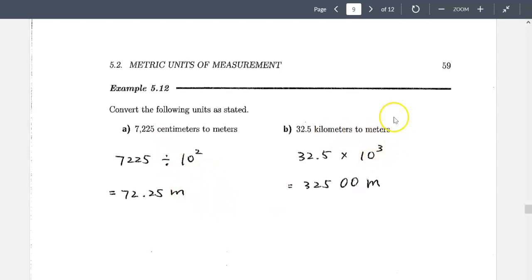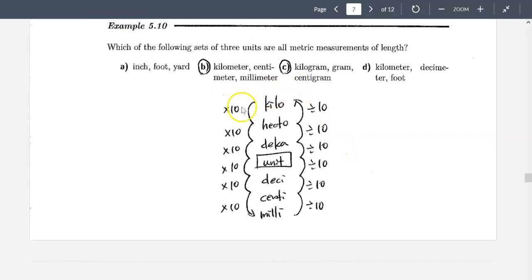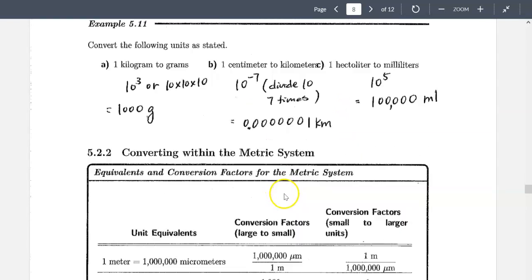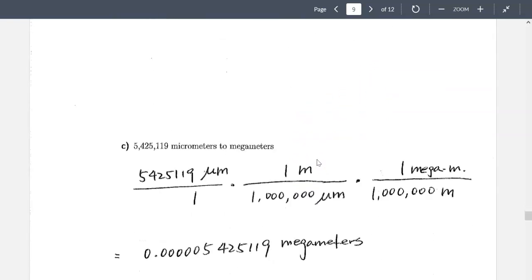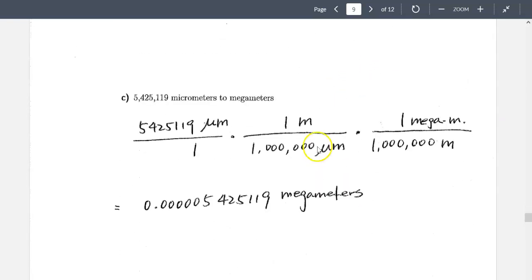Now kilo to meters, you're going down, so you're going to multiply. Kilo is bigger, so we're coming down the scale that we talked about earlier. From kilo to meter, you have to count down 3 times. So you take 32.5 times 10 to the 3rd power, because you have to go down 3 times, which is 10 times 10 times 10, which is 1,000. So 32.5 times 1,000 is 32,500 meters.